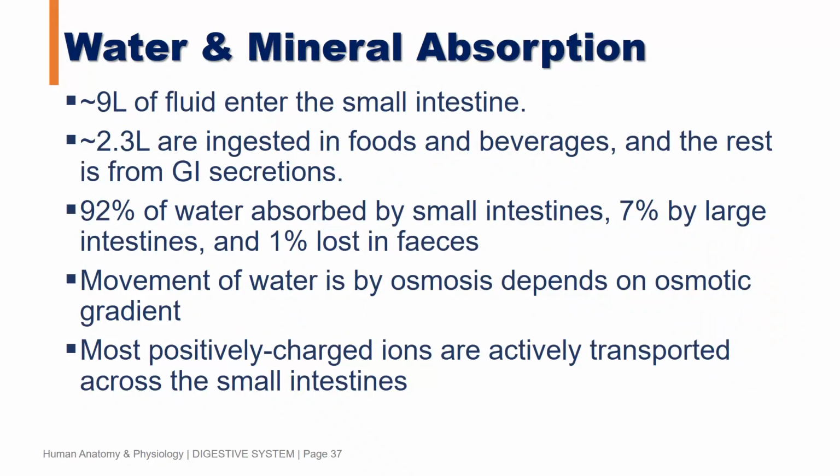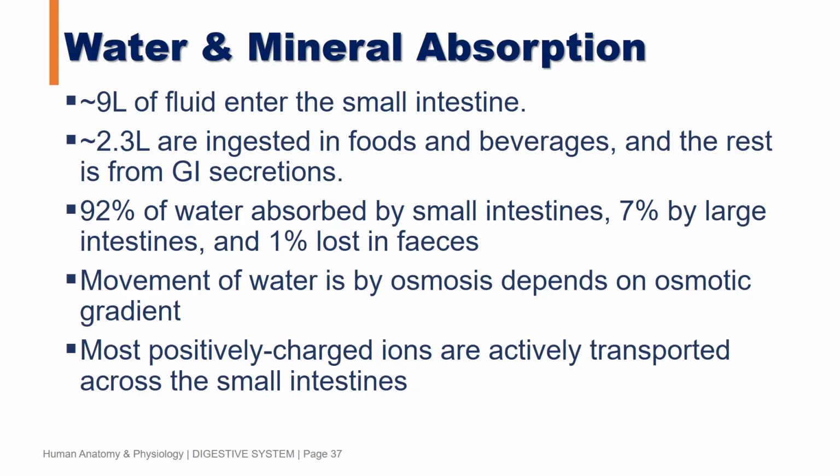Then you have water and mineral absorption. Okay, what happens with the water and minerals that you had? Around 9 liters of fluid enters your small intestine every day, and around 2.3 liters are ingested in foods and beverages, and the rest is from your GI, or gastrointestinal, secretions. 92% of the water is absorbed by the small intestine, and 7% by the large intestine, and the remaining 1% is lost in feces.